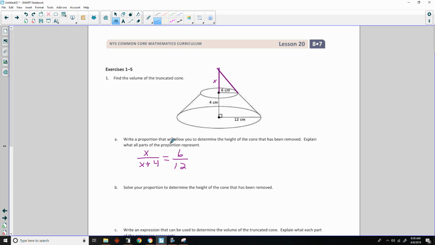Explain what all the parts of the proportion represent. X is the height of the portion of the cone that's been removed. X plus 4 is the given portion plus the portion that's been removed, totaling x plus 4. The 6 is the radius of the top of the truncated cone, and 12 is the radius of the bottom of the truncated cone.